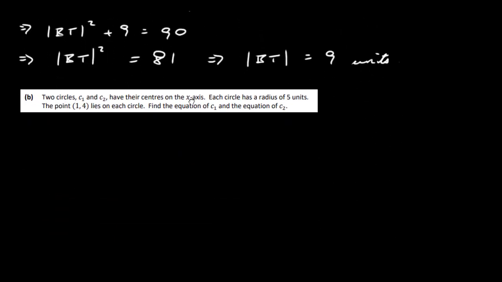Let's have a look at the second part. We have two circles, C1 and C2. They have their centers on the x-axis. Each circle has a radius of 5 units. The point (1, 4) lies on each circle. Find the equation of C1 and C2.